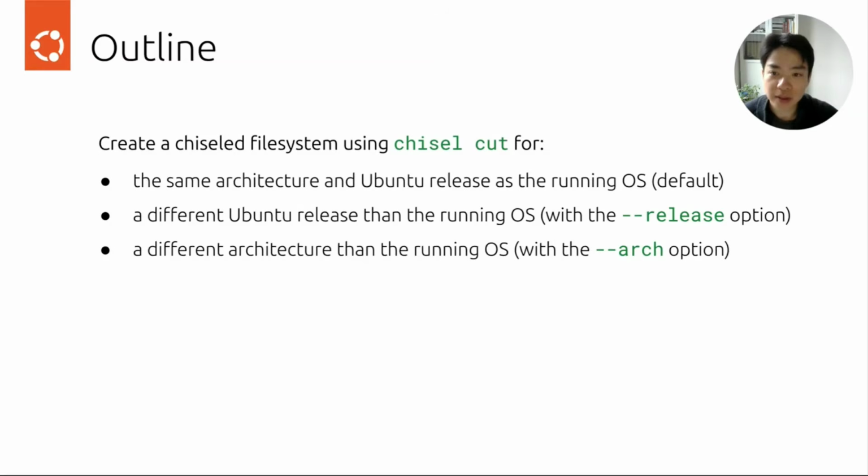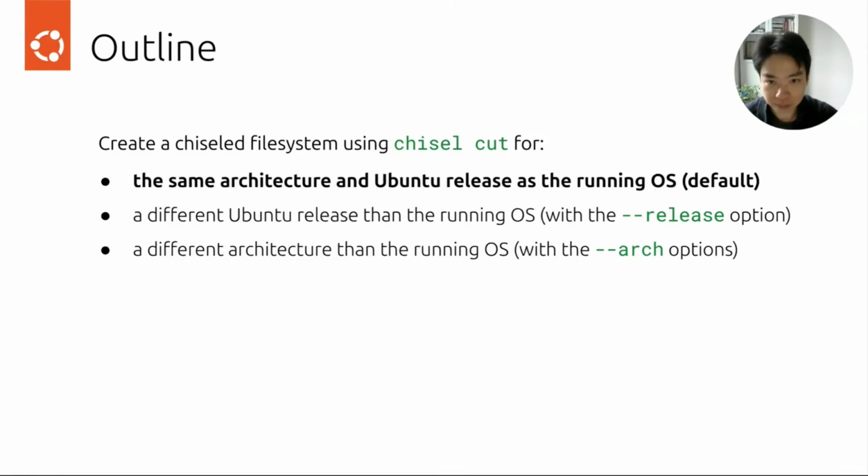Second use case is we are going to create a Chisel file system for a different Ubuntu release than the current running OS. We will use the release option here to override this. Third is a different architecture than the current running OS. We will use the arch option here to override. Now let's jump into the first example.